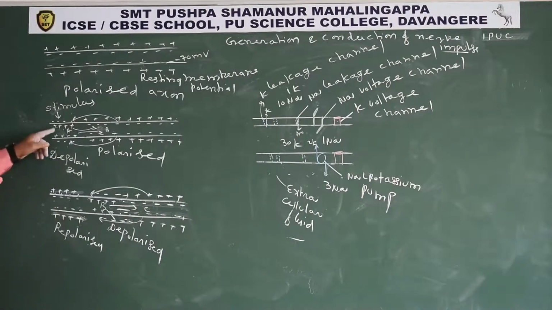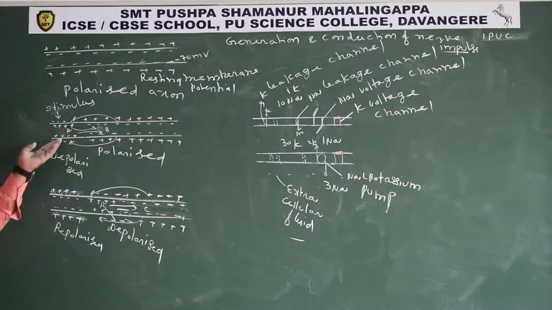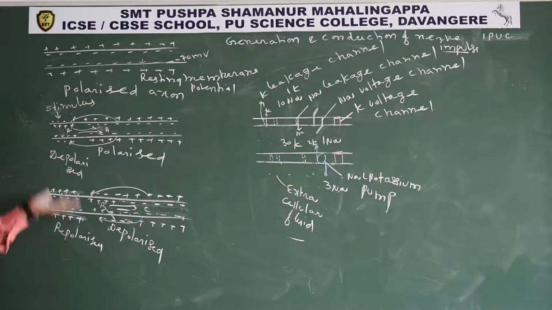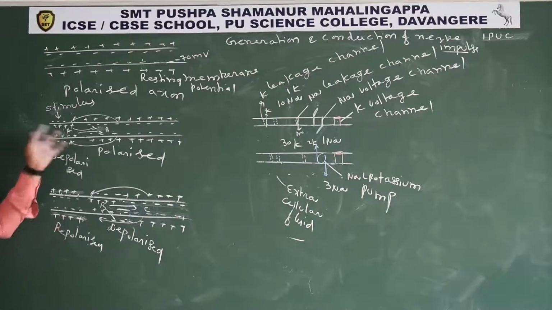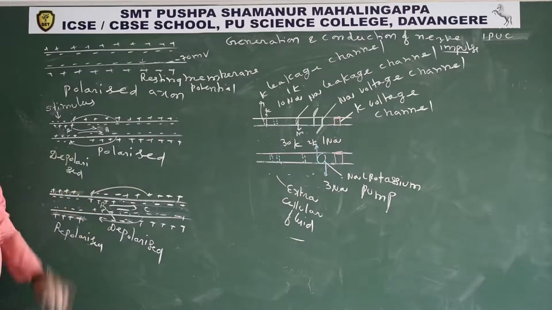What is action potential? A momentary change of electrical potential. The inner surface is electrically negative, and here the inner surface is electrically positive. After 1 or 2 milliseconds, the inner surface is again electrically negative. So the inner surface is electrically positive for only 1 or 2 milliseconds. That is known as depolarization. A momentary change of electrical potential is known as depolarization or action potential. Conduction of action potential from one end to another end of the axon is known as nerve impulse.